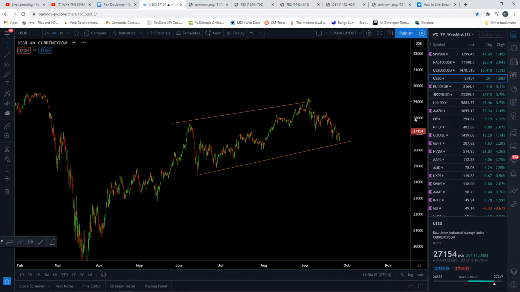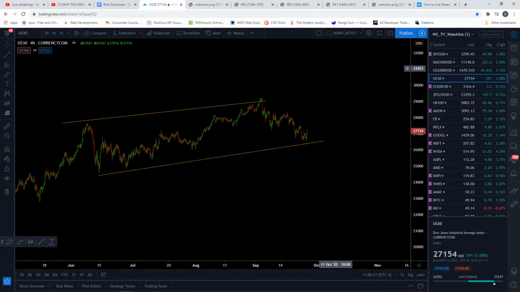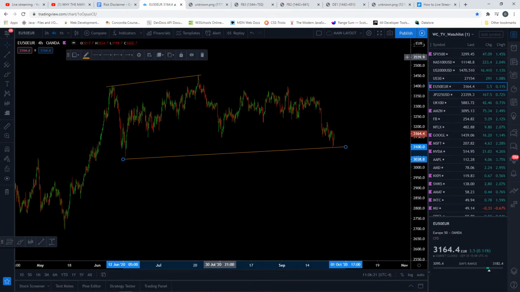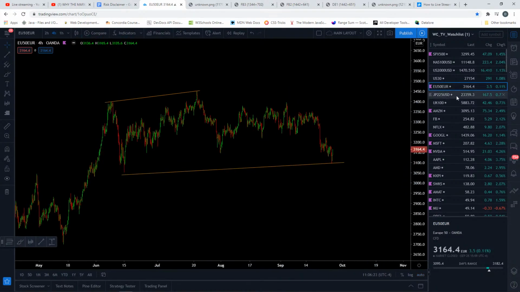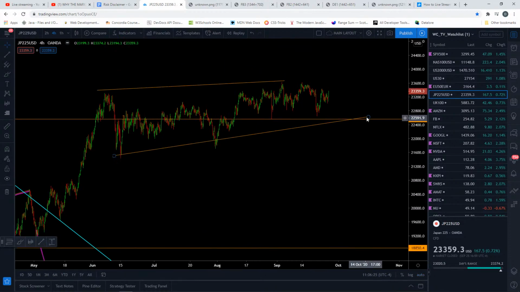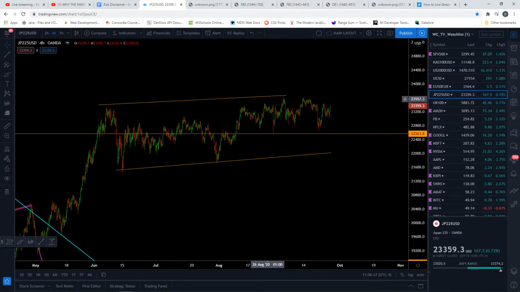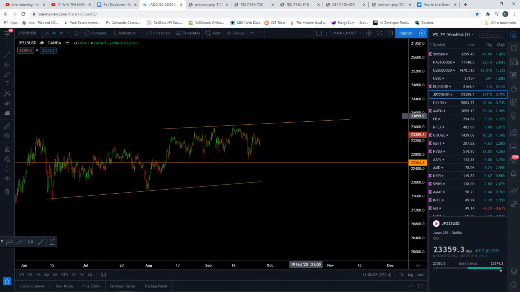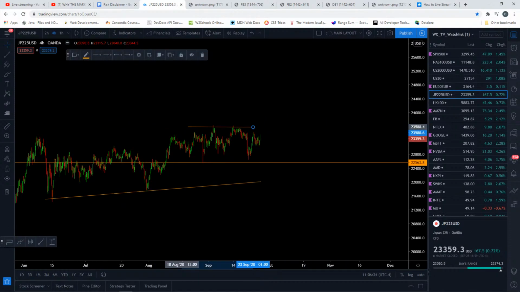Same thing for Dow Jones, right? Nothing has changed. This is running flat, so we're looking for buys. Europe, same thing. And Japan, same thing. There's nothing too difficult here to see. It's just a very big correction that we had, and now we're looking for buys.